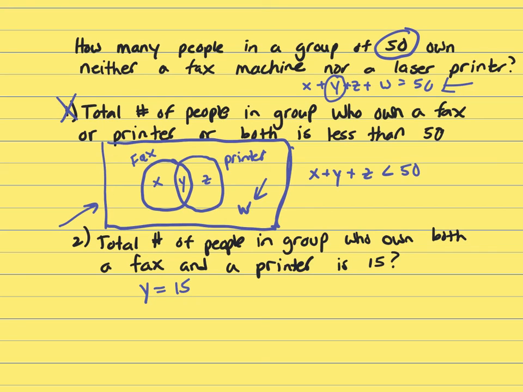All right, neither one of them worked independently, so let's put them together. So if I put them together, I know X plus Y plus Z is less than 50. That gives me X plus 15 plus Z is less than 50. But does that help me find W? No, nothing works. Answer is E.